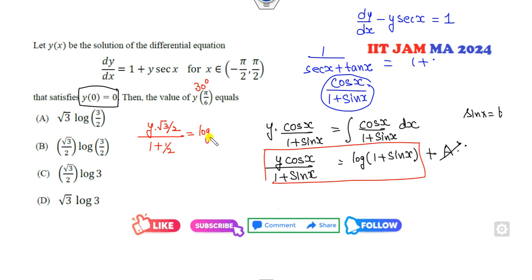So it is log of 1 plus 1 over 2. So it's 3 by 2. So y over root 3 is log of 3 by 2. So what is the right answer of this? Root 3 log 3 by 2. So these options are cancelled.